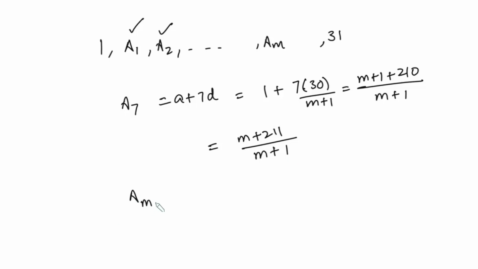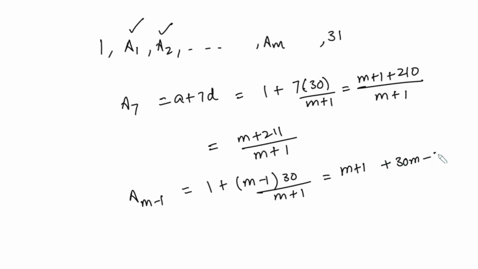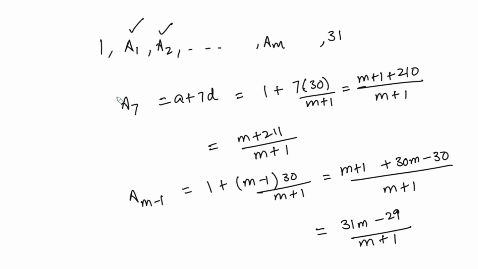Similarly, a(m minus 1) will be equal to a, which is 1, plus (m minus 1) times d. d is 30 over m plus 1. If we simplify this, we get (m plus 1 plus 30m minus 30) over (m plus 1). Simplifying this further, we get (31m minus 29) over (m plus 1). So we have the 7th mean and the (m minus 1)th mean.